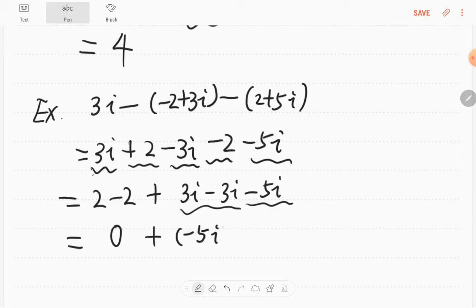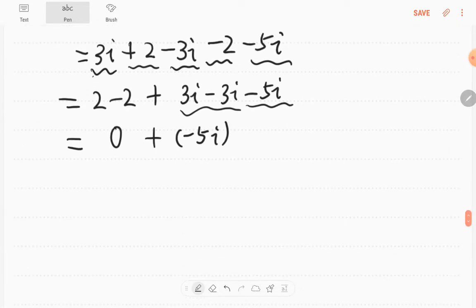You just treat i as a number, right? As we did as usual, right? Do the operations, so it's equal to negative 5i.